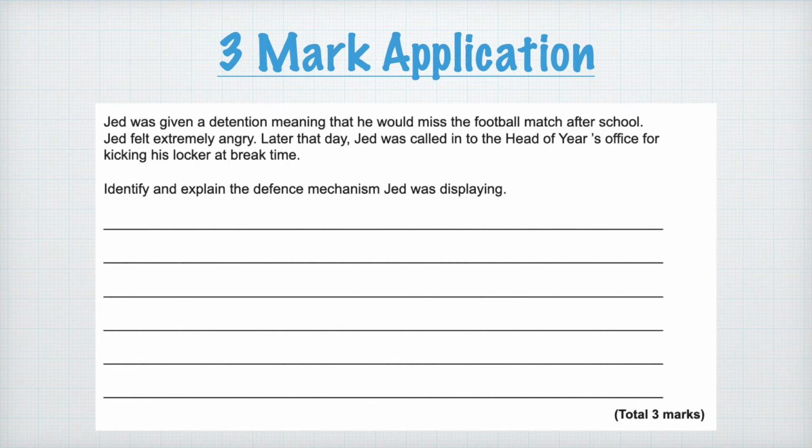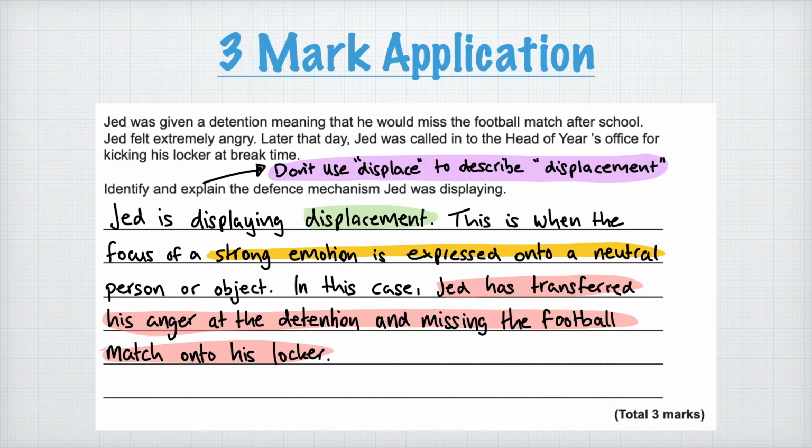So, moving on to question number 3, which is an application question on the use of defense mechanisms. It's nice and simple, and all we have to do is identify the defense mechanism being used and explain what it is and why we think that Jed is using that particular defense mechanism. So we get 1 mark for identifying the fact that Jed is using displacement. We also get 1 mark for explaining what it is.